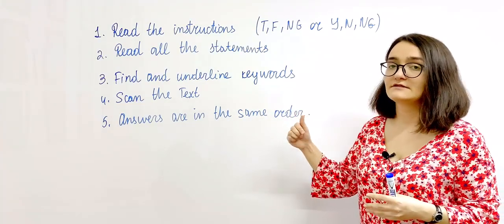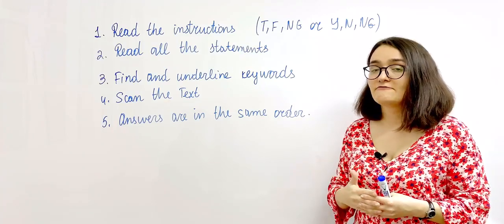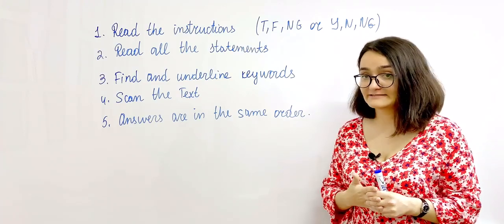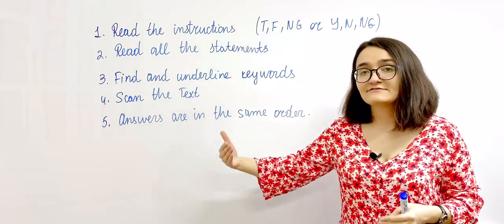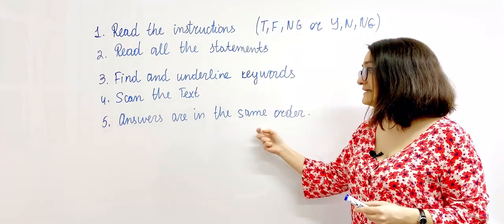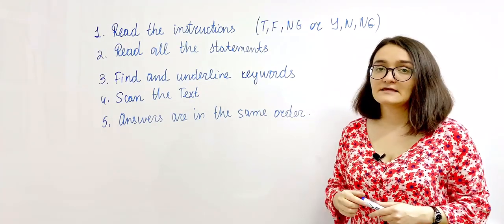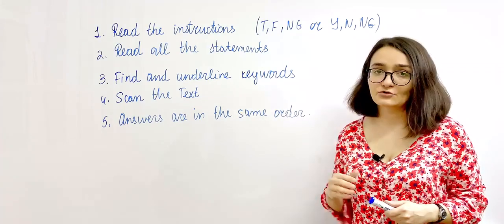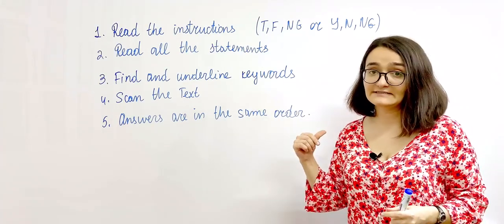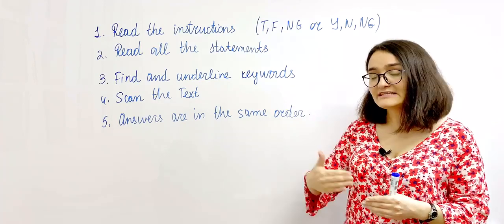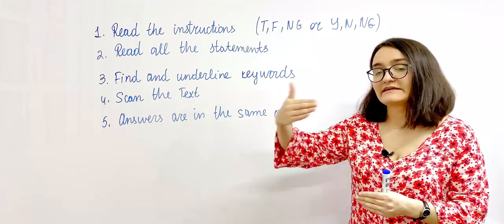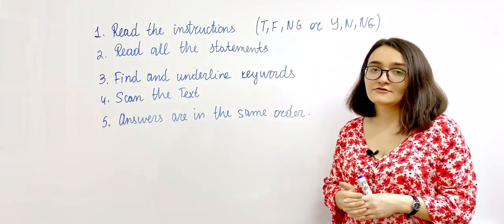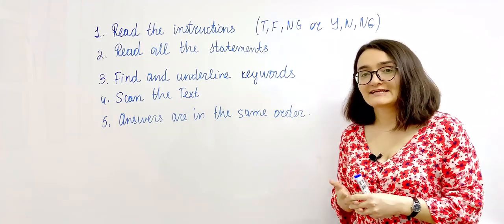In true, false, not given, yes, no, not given questions, you scan the text, find where the answer is given, read, analyze and find your answers. Don't forget, answers to true, false, not given and yes, no, not given questions are given in the same order. It means if you find the answer to, let's say, the first question, in order to find the answer to the second question, you don't need to read previous sentences or the previous paragraph. You only need to look at the following sentences or next paragraphs. So if you follow all these strategies, you can find answers easily and also save time.